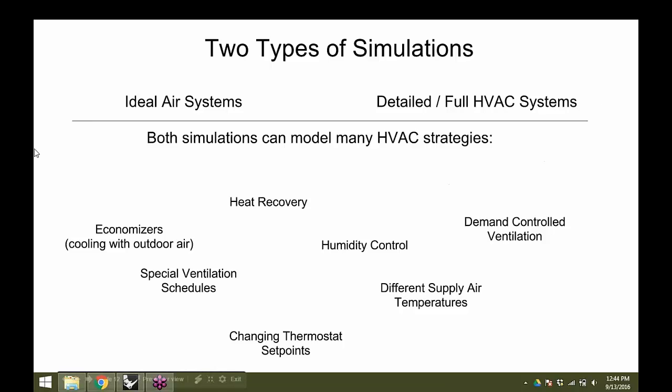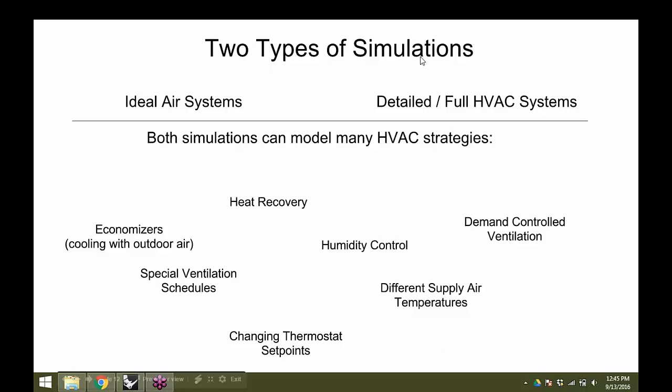Both the ideal air and detailed full HVAC systems can model a big range of HVAC strategies, like economizers, which mix in outdoor air to cool the space, heat recovery, which you guys may remember we did last time, and humidity control.